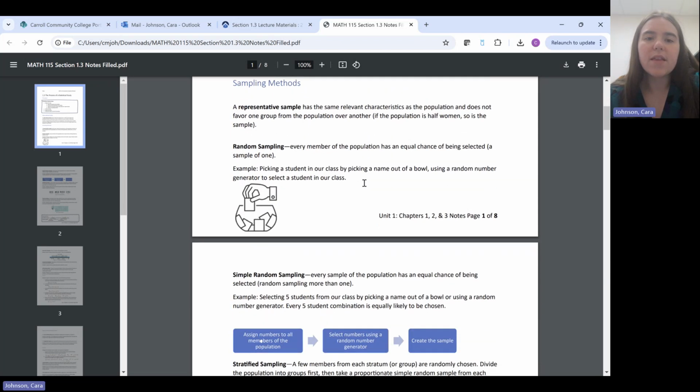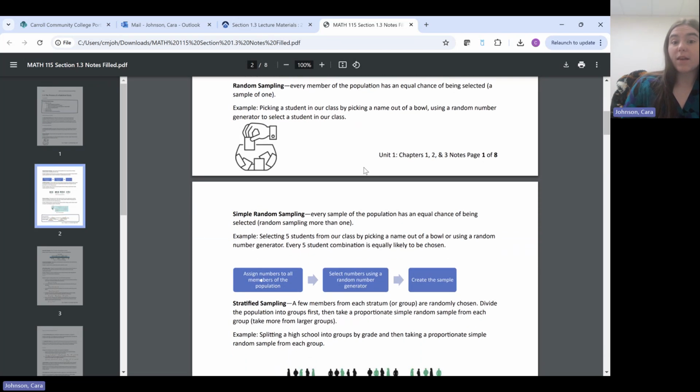All right, so let's now discuss the different ways you could take a sample. So first thing we want to talk about is a representative sample. A representative sample has the same relevant characteristics as the population, and does not favor one group over another. For example, if the population is half women, so should be your sample. So that is ideal. You want your sample to look like just a smaller version of your population. That is your goal.